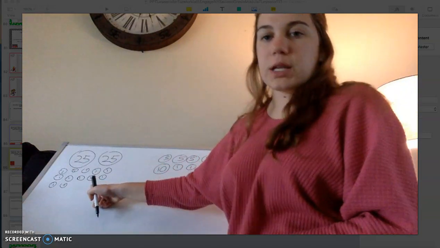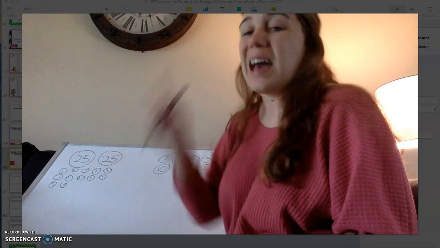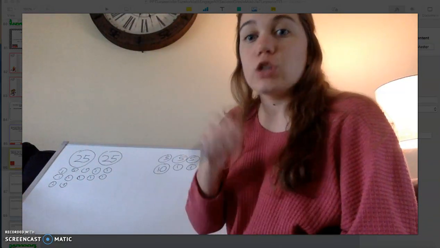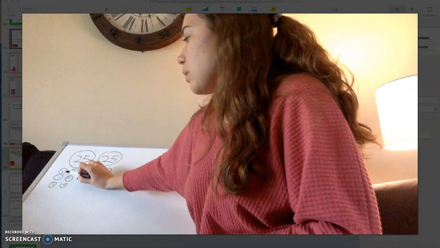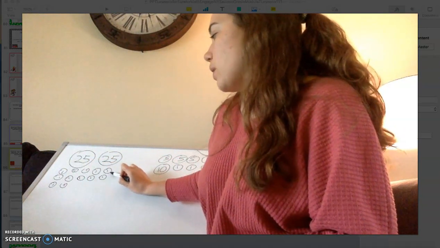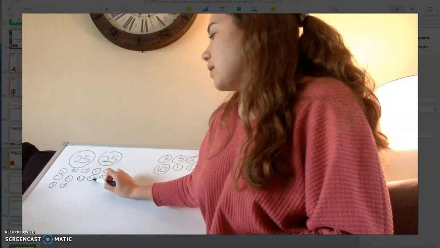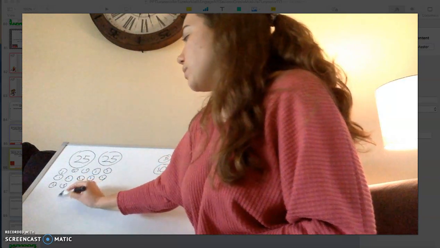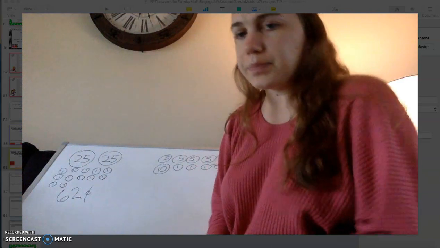So let's figure out how much she had to begin with. She had 25 plus 25. I know that that's 50. If you can't figure that out, that's okay. Draw a picture or a place value chart to help you. So 50, now I'm going to count by ones. 51, 52, 53, 54, 55, 56, 57, 58, 59, 60, 61, 62. So to begin with, she had 62 cents.